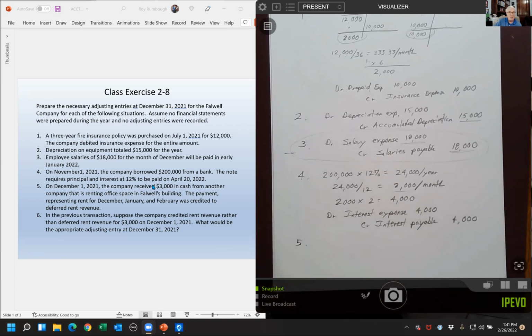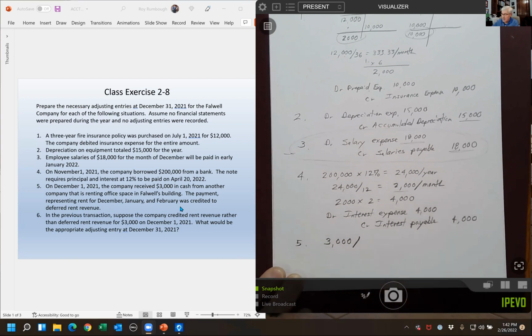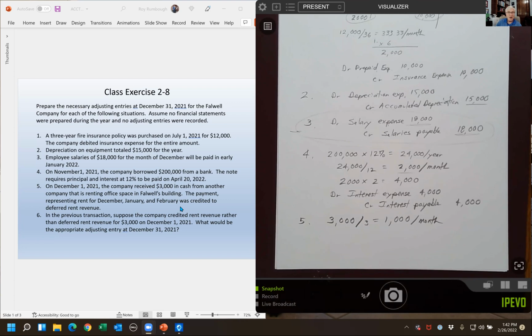Now we're receiving money. We received $3,000 in cash from another company that is renting office space in the building. And this payment represents rent for December, January, and February, 3 months. Same thing. How much revenue, because this is now income for us, rental income, do we earn per month? We got an upfront payment of $3,000 divided by 3, $1,000 per month. How many months were they renting our office space? December 1 to December 30, but just 1 month.